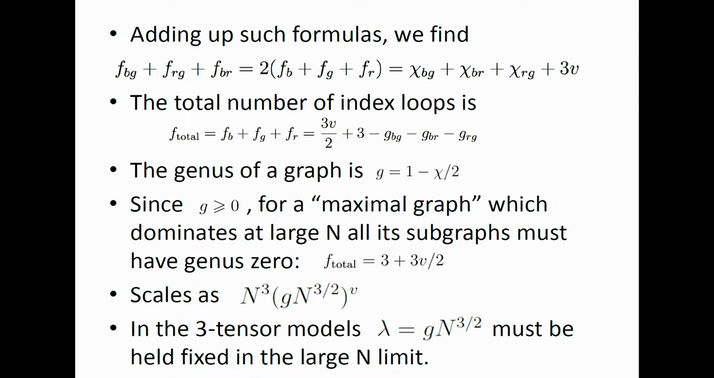So this graph carries the power N cubed times N to the 3v over 2, times g to the v, because it's a graph with v vertices. So this scales as N cubed times g N to the 3/2 to the power v. This proves, like in two lines, that there cannot be anything that scales faster than this. And this proves the existence of the large N limit where lambda is taken of this form.